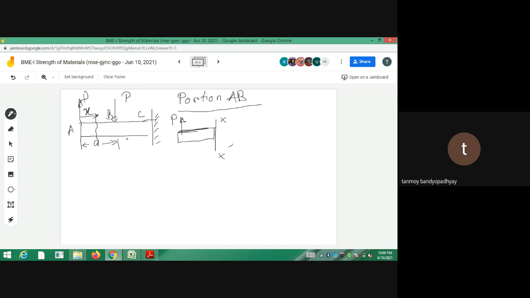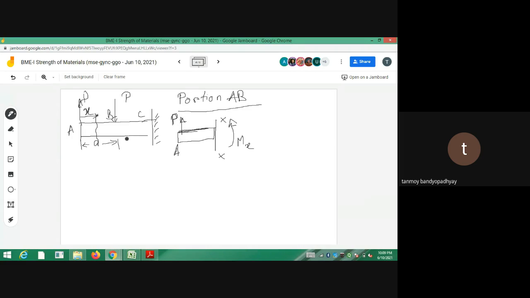So let the moment acting at a distance x be given by Mx, right? So anti-clockwise I am taking it to be positive. We will be defining sign conventions more when we go to those chapters. So now you can understand that anti-clockwise moment I am taking as positive. So that is why I have put Mx. So Mx is the moment acting at a distance small x from the end A of the element. So this is the end A.